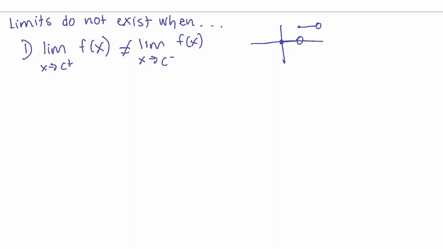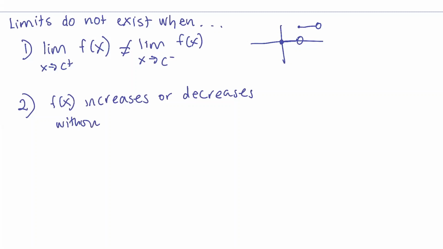Okay, so the left and the right-hand limit do not match, so therefore the limit does not exist. So we're going to write for this one, that's the first reason why it does not work. Okay, so the second reason why a limit might not exist is f of x increases or decreases without bound.